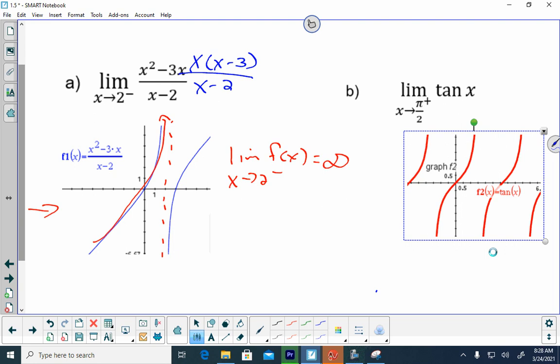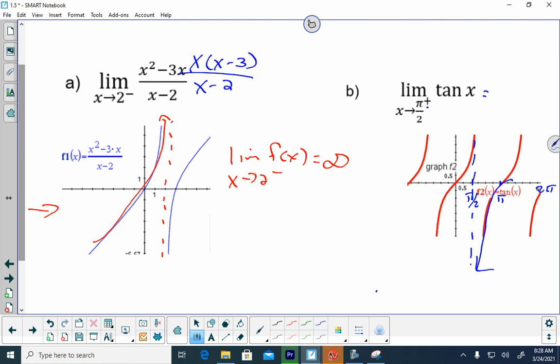So if this is 2 pi, then halfway through this would be pi, and then this would be about pi over 2. I want to approach pi over 2 from the right. So I'm approaching this line from the right, so I'm coming this way. So that's going to be negative infinity. So use that trig window because I think that does help you a lot.